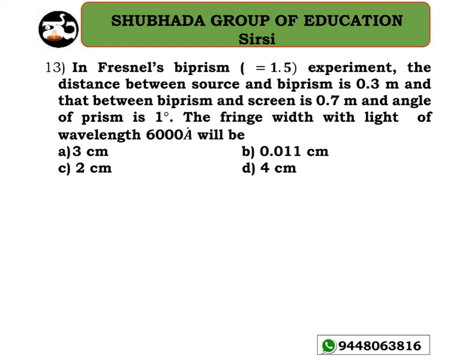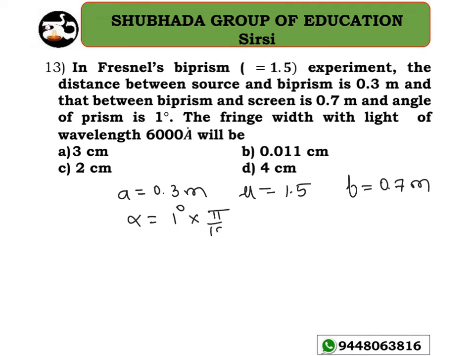The next problem says, in Fresnel's biprism experiment, where the refractive index of the prism is 1.5, the distance between source and biprism is 0.3 meter. I have given it in the synopsis; let me take it as a equal to 0.3 meter and refractive index mu equal to 1.5, and that between the biprism and the screen is 0.7 meter, b equal to 0.7 meter, and the angle of the prism is 1 degree. So let me take alpha equal to 1 degree converted into radians, which is pi by 180 radians.